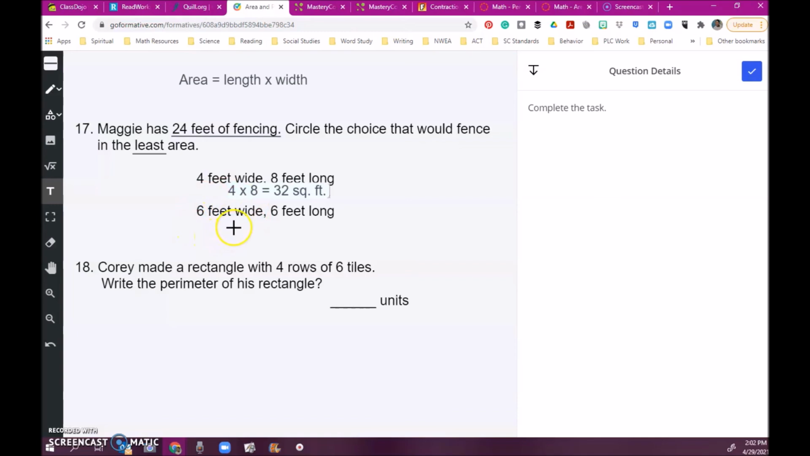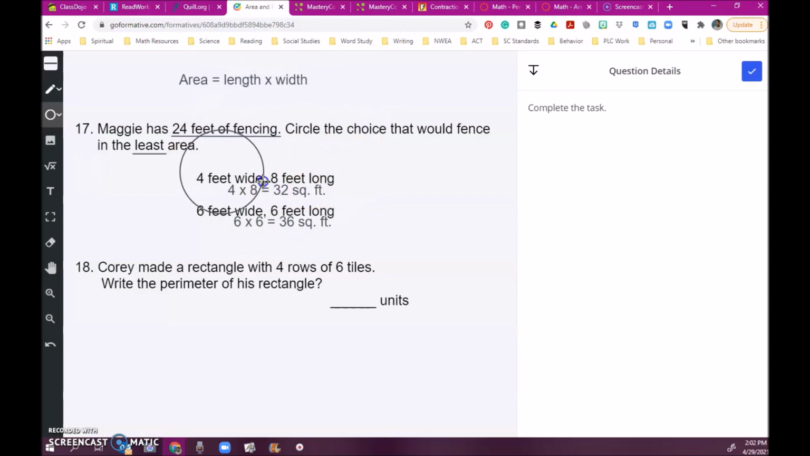If she goes the second choice, she has 6 feet long, which I'm going to multiply by 6 feet wide. And that would leave us 36 square feet of fencing. So when I look at both of those choices, which one is the least? Good, 32 is. So that is the one I would circle.